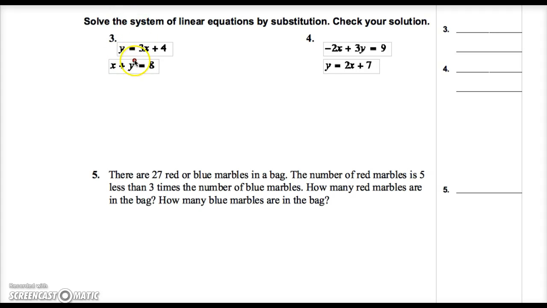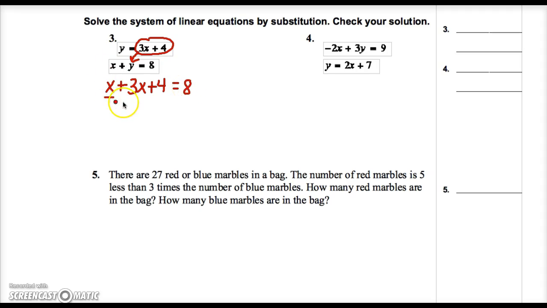So the first thing I should notice right off the bat is that this first equation tells me what y equals. Y is equal to 3x plus 4. So what I'm going to do is take that and replace the y down in that equation. So now I have x plus, but instead of the y, I'm going to put the 3x plus 4 because that is what y equaled. And then that equals 8. And then I solve it from there.